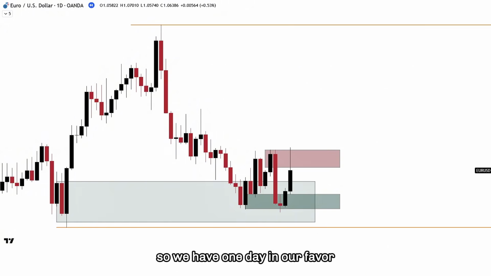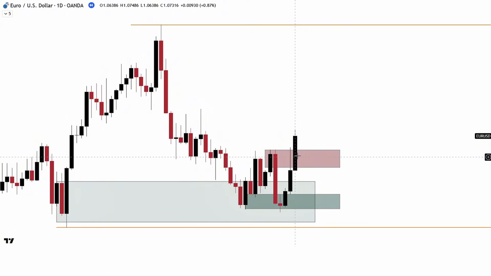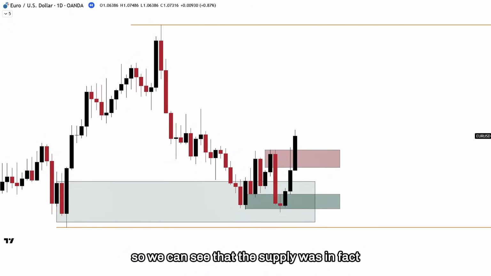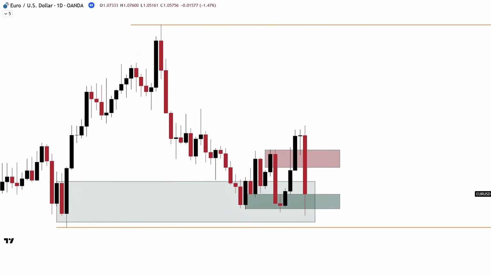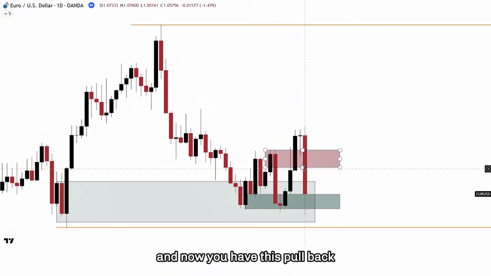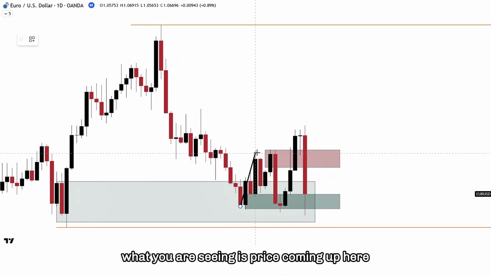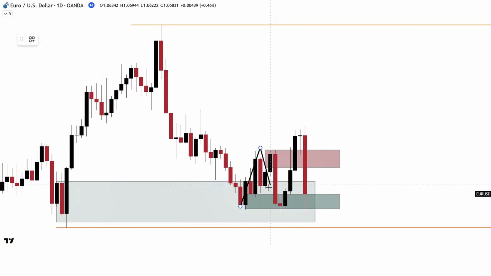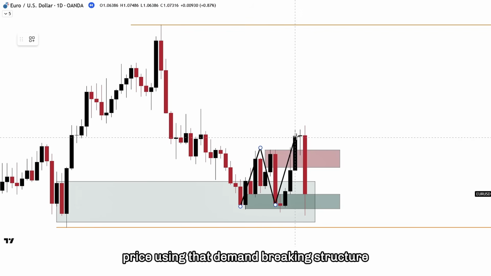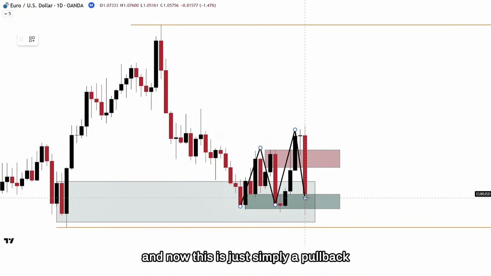So we have one day in our favor. Price broke out of this zone, and we did have a rejection here. So we can see that the supply was, in fact, there, and now you have this pullback. And again, like I explained previously, if you're looking at it from a lower time frame, what you are seeing is price coming up here, price using that demand, breaking structure, and now this is just simply a pullback.